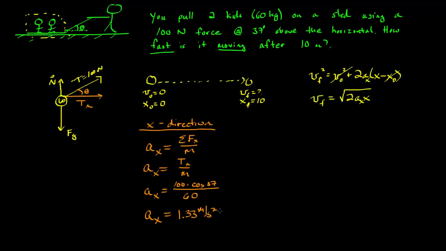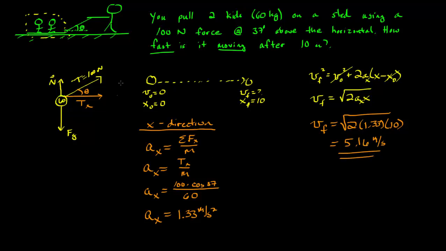Now we'll use this up here. So my final velocity would be the square root of 2 times 1.33 times how far they went, 10 meters. And plugging that in, you get a final velocity of 5.16 meters per second. So we didn't even have to go into the y.